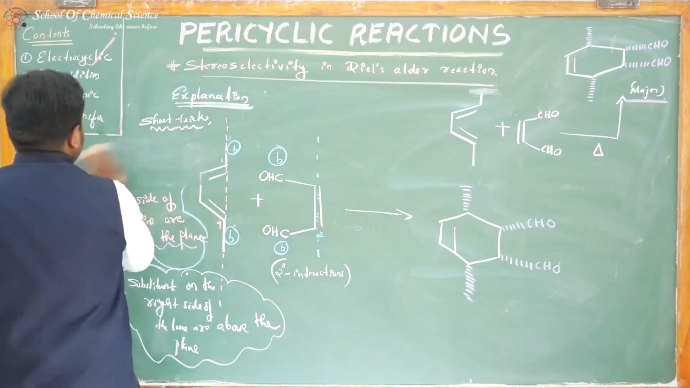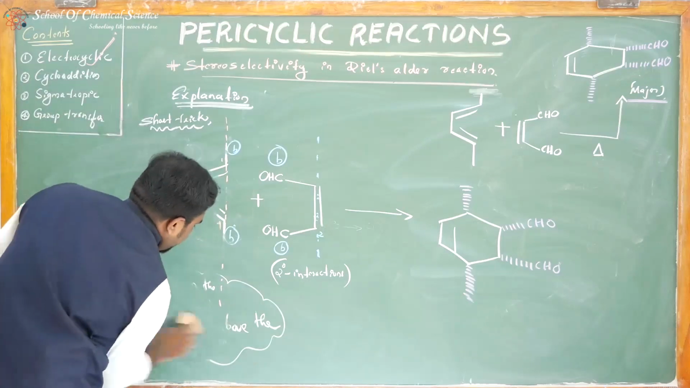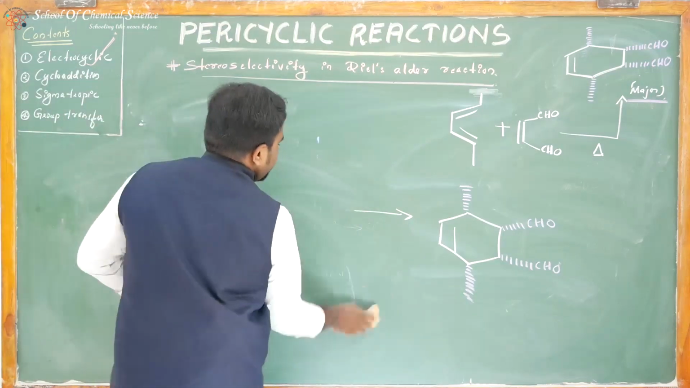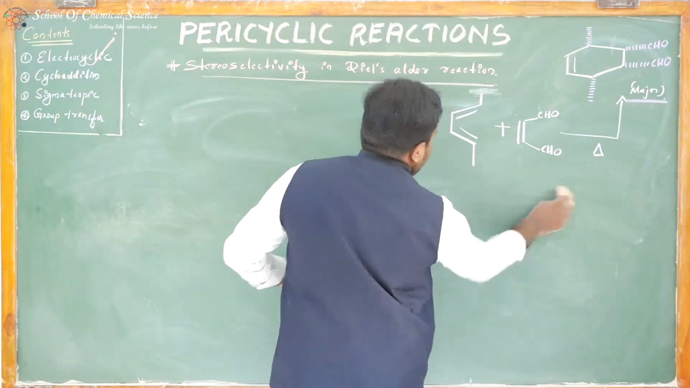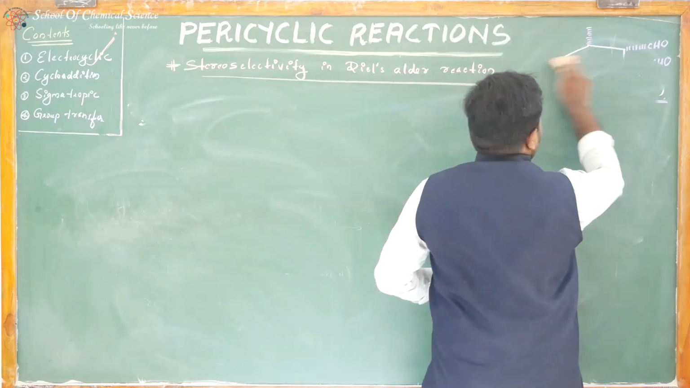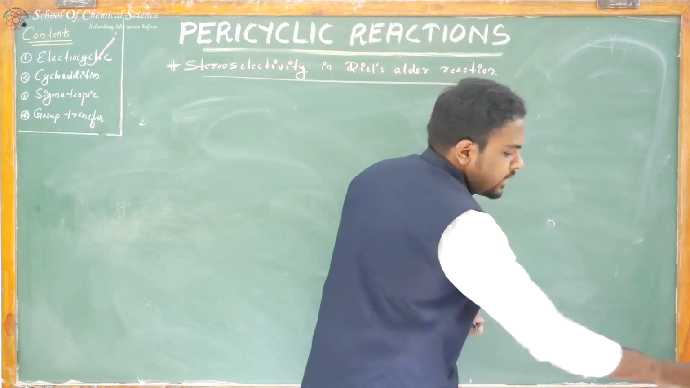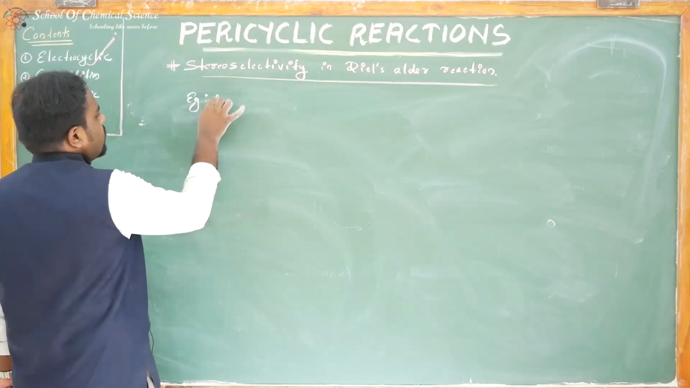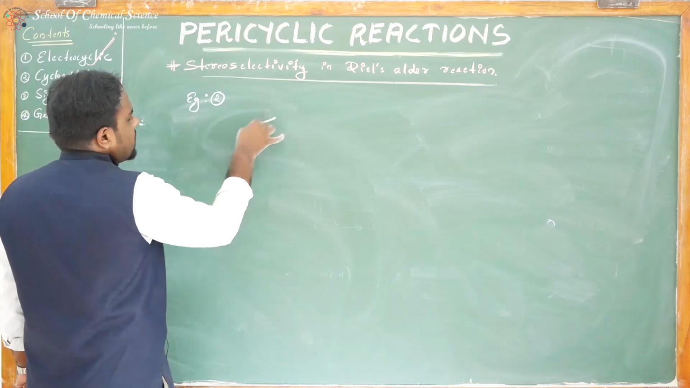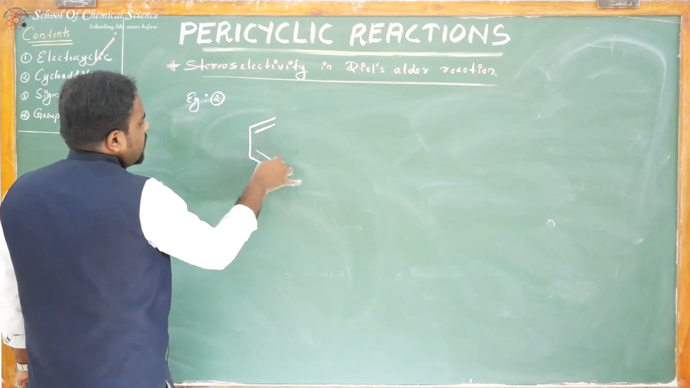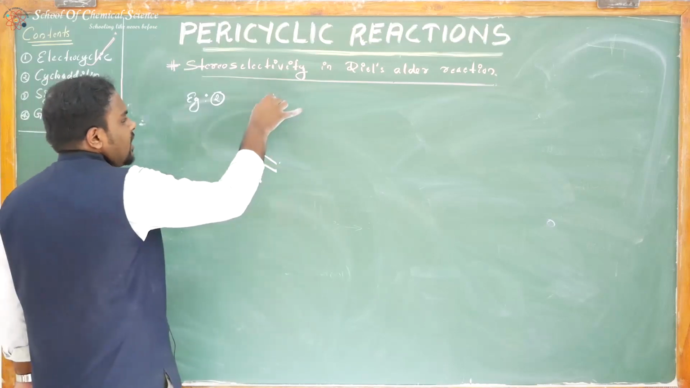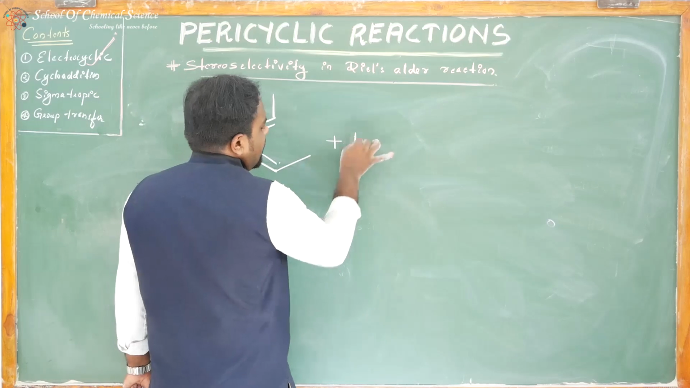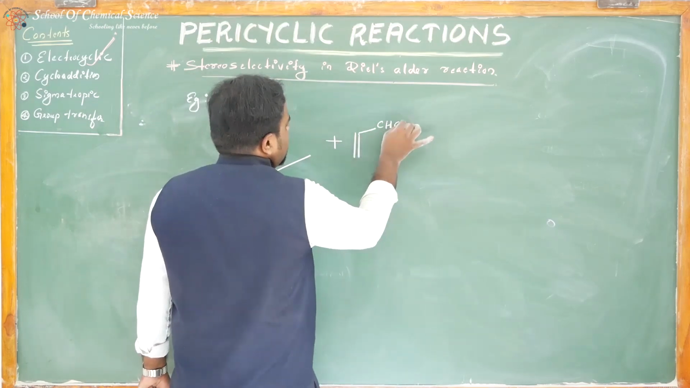Okay, then one more example. Write another example, example 2. Here a diene is there. This is 1,3-butadiene. Here one substituent, here another substituent, plus a double bond with CHO.